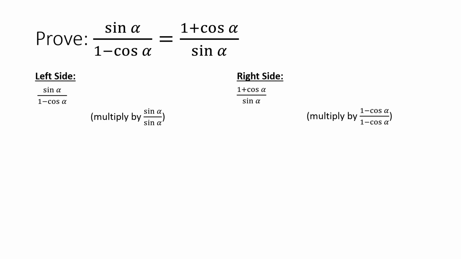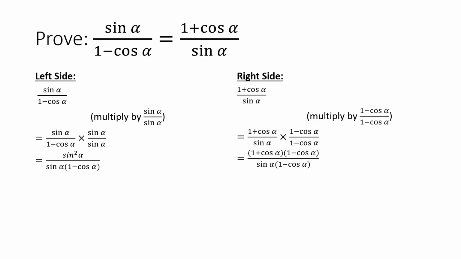We multiply, like I just said, and when we do that, we end up with, on the left-hand side, sine squared alpha over sine alpha 1 minus cos alpha, and on the right-hand side, 1 plus cos alpha times 1 minus cos alpha over sine alpha 1 minus cos alpha. Now look at these two denominators. They're the same. So we are trying to show that the left side and right side are the same. We've gotten their denominators to be the same, and so now we just have to compare numerators.